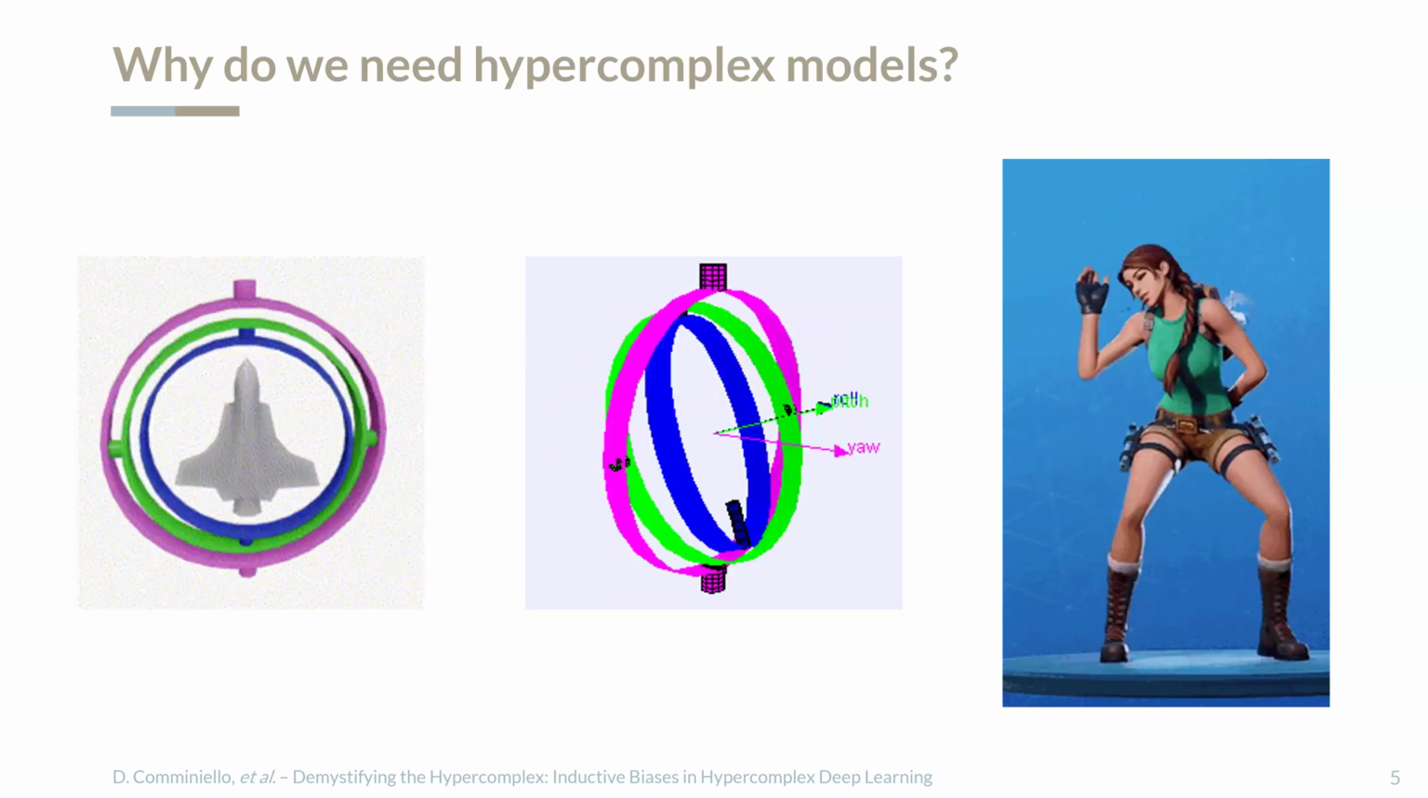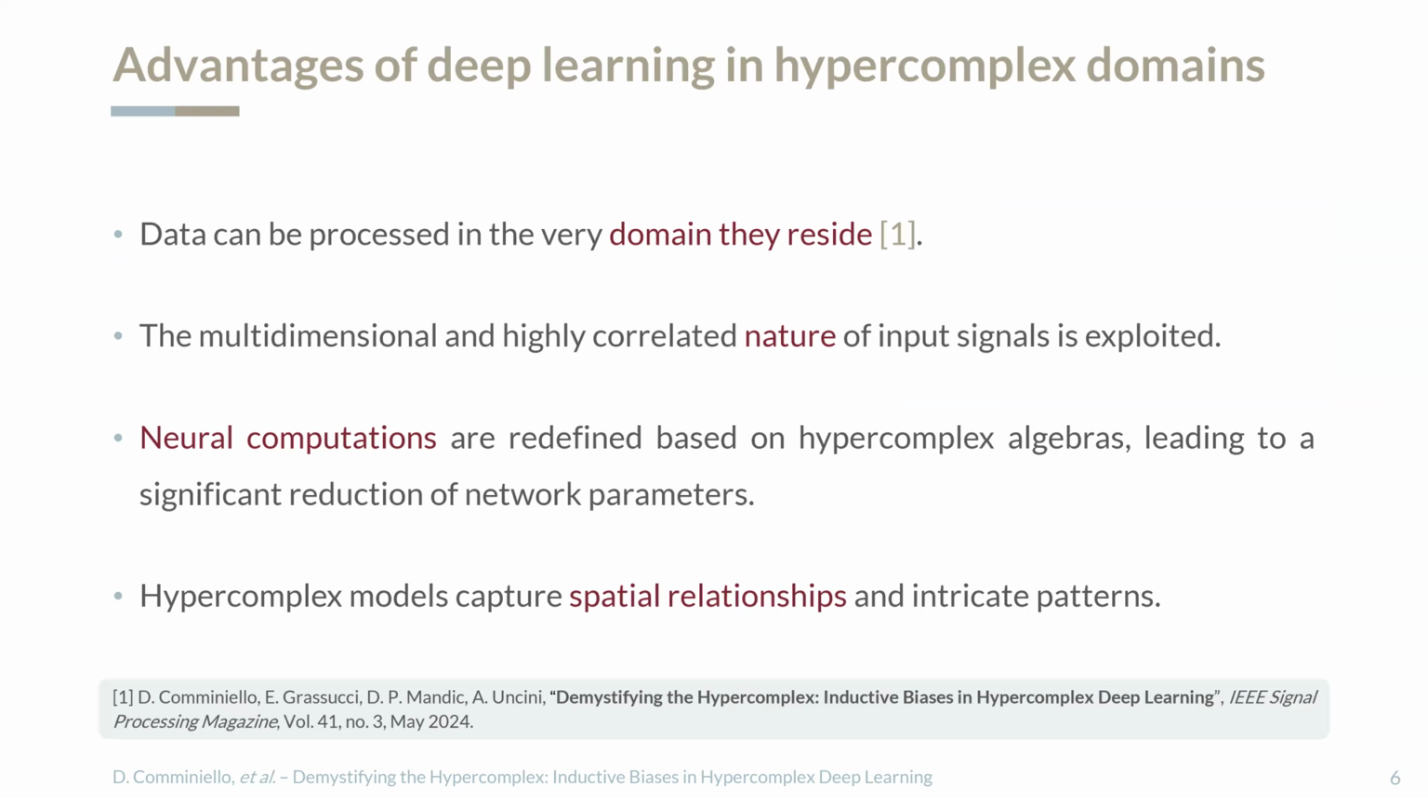What are the advantages of the hypercomplex domain? Why do we focus on it? First of all, because we can process the data in the domain they reside. There is no need to focus on processing channel by channel, or making some kind of architecture and then fusing the information, or having some kind of very complex structure. So we can actually use the data in their very domain, and we can process the data as they appear.